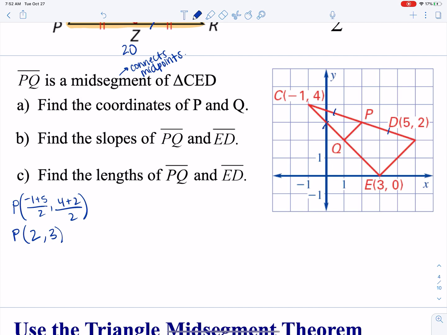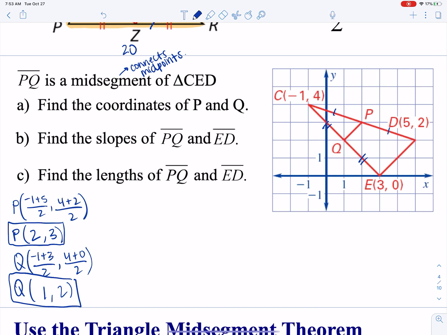And we're going to do the same thing with Q. We're going to use the midpoint formula with C and E this time. -1 plus 3 divided by 2. 4 plus 0 divided by 2. Q has the point 1, 2. So that's the answer to problem A.